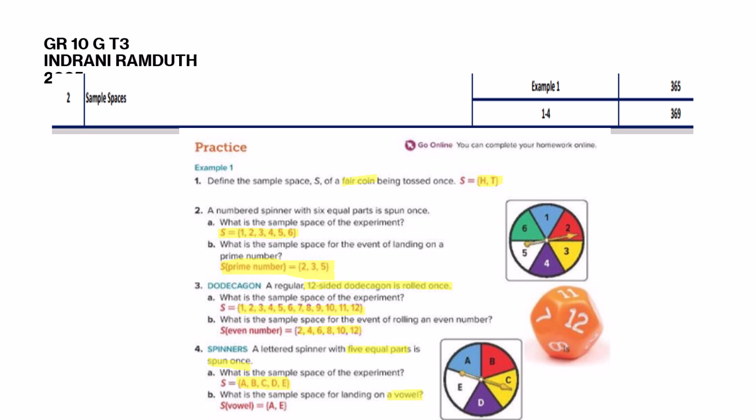So what is a vowel? We know that vowels comprise the letters A, E, I, O, and U. So if we look at our spinner here, we only have A and E. Therefore, the sample space of the vowel would be A and E.